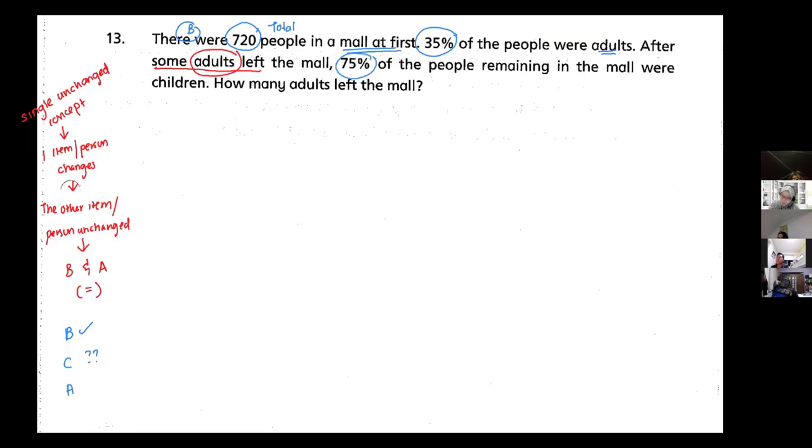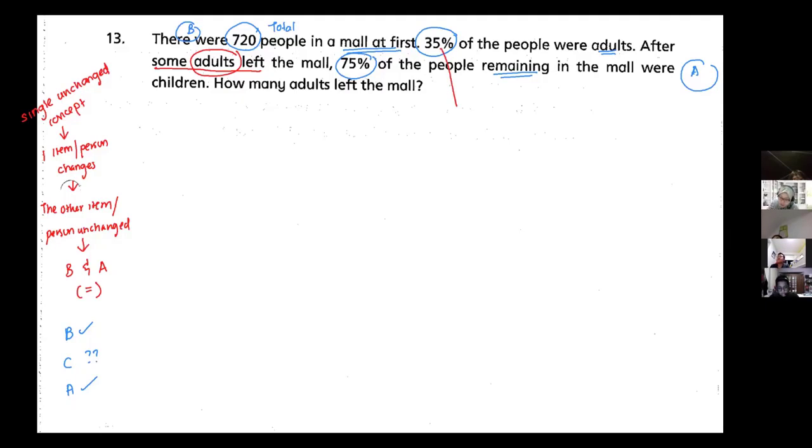75% of the people remaining in the mall were children. And then they gave us the remainder, the leftover. So this sentence here is my after. But as usual, if I'm applying the units concept, the BCA is the units concept, right? Single unchanged concept belongs to the unit concept. I cannot be putting in percentages into the boxes, right? What do I need to do with these percentages? I need to change them into fractions to get the units.